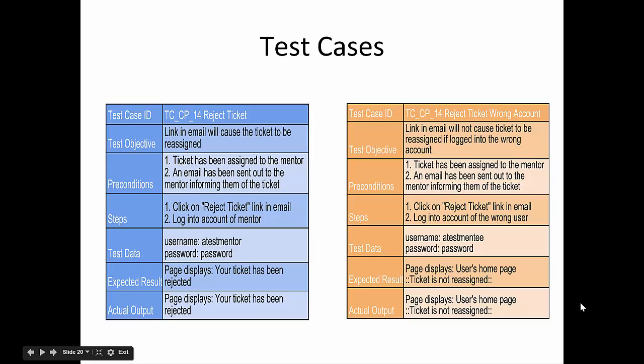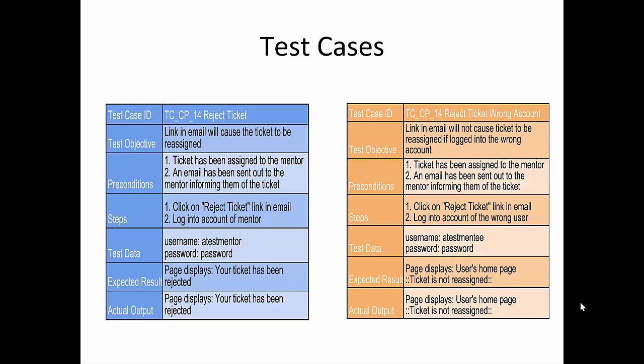Here are the sunny day and rainy day test cases for the reject ticket use case. The sunny day is the link in the email will cause the ticket to be reassigned. That's the objective. The preconditions are the ticket has been assigned to a mentor and an email has been sent out to the mentor informing them of the ticket. The first step is that the mentor is able to view the email, and then he clicks on the reject ticket link in the email.